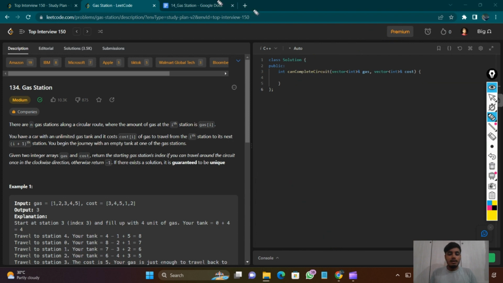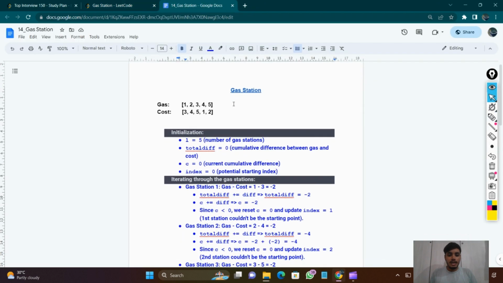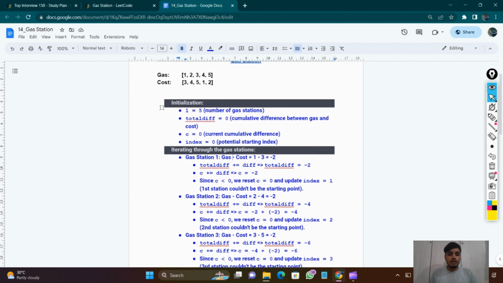Now let's understand how we are going to do it. Here you can see that we have taken the same example, which is gas and cost. First, we are going to initialize L, which is the size of our gas stations, where it is 5. It is given directly as 5, which is exactly the size. And we are taking a total difference, which is the cumulative difference between gas and cost. That means it is the overall difference additions which came in our path. This total difference is going to help in our final decision, and you will see how. Next is our C, which is the current cumulative difference.